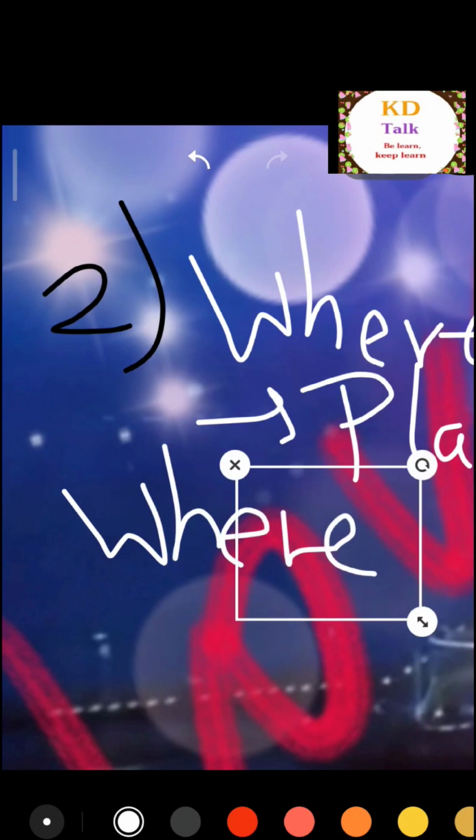Second WH word that is used as WH question is where. So actually where is used to get the information about place. For example, where are you going? So this is a question, and where are you going is used to ask about the place. To get the information about the place, where is used here.